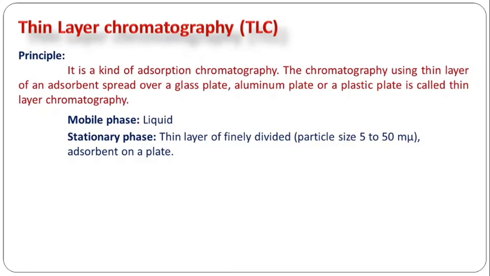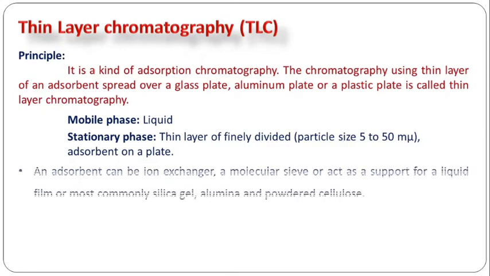The stationary phase is a thin layer of finely divided, that is small particles of adsorbent on the plate. The particle size of that adsorbent is around 5 to 50 millimicron. So in this way, liquid is the mobile phase while solid is the stationary phase. The solid is in finely divided particles, meaning the particle size is very small, around 5 to 50 millimicron, and it is adsorbed on plates like glass plate, aluminum plate or plastic plate.